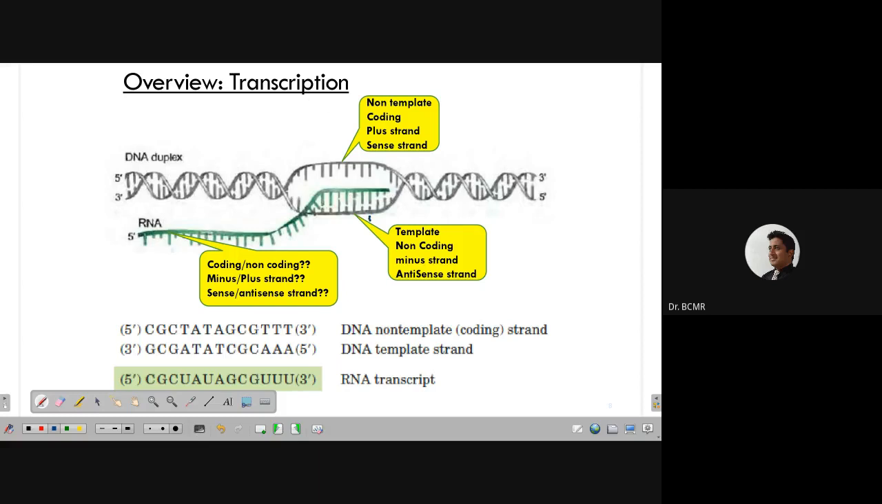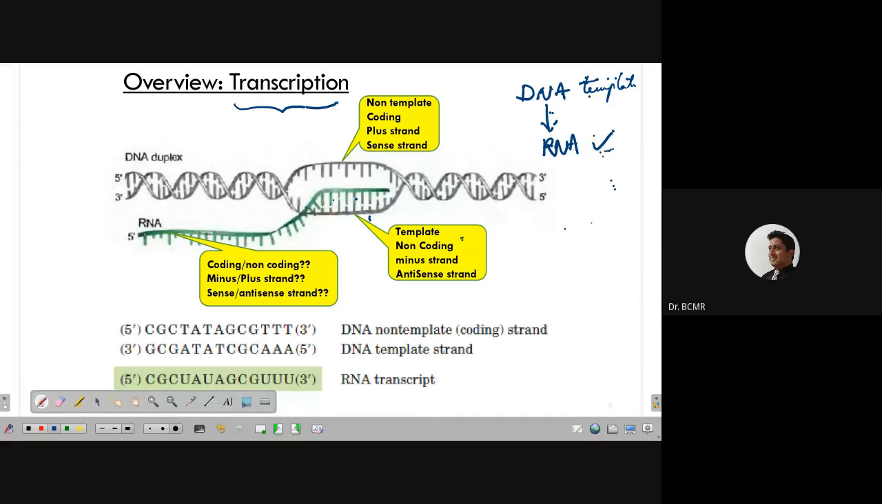But in this case, I want you to remember this: the simple way of saying transcription is that it is DNA-dependent RNA polymerization. When we say that, that means DNA will act as a template, and then RNA will be synthesized.